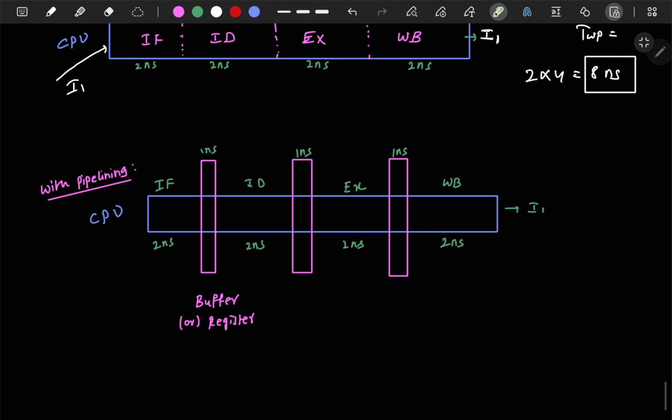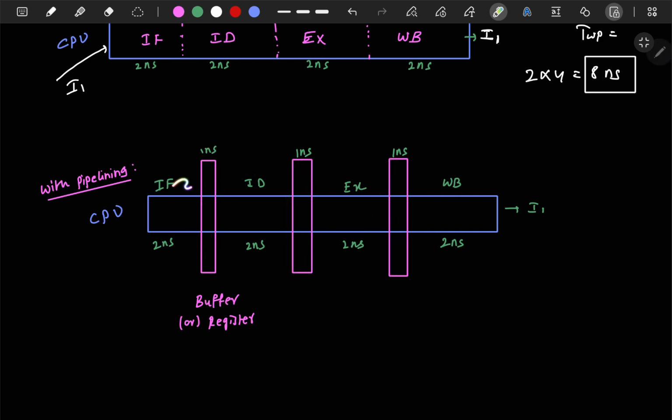There is one small concept you have to understand to see why this particular problem is arising. When we bring pipelining into the picture, we divide the CPU into various functional units, and we place a buffer and register at every unit. Why we are doing this, I'm going to explain in the next lecture, but this is what happens. Because of this buffer and register at every phase, what will happen?